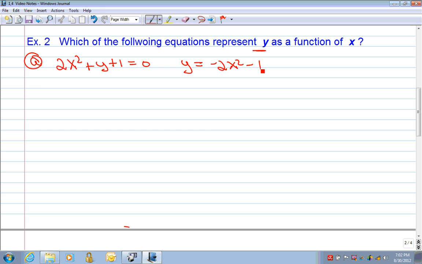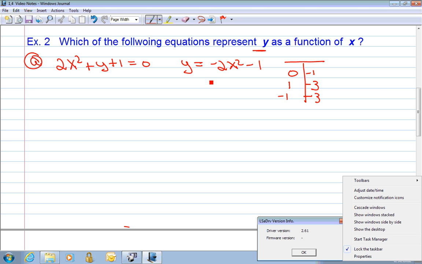All right, let's take a look at a t-table real quick at some values if we plugged into this equation. If we chose x to be 0, 0 squared is 0, and so 0 minus 1 would be negative 1. If we chose our x value to be 1, 1 squared is 1 times negative 2 would be negative 2, minus 1 would be negative 3. And if we chose our x value to be negative 1, negative 1 squared is positive 1, therefore we have negative 2 minus 1, again negative 3.